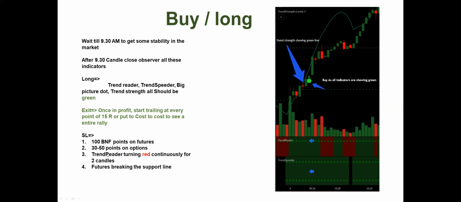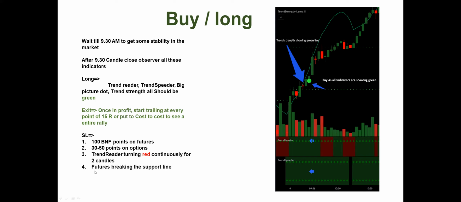The other way to put a stop loss is this Trend Reader turning another color. If it's a long and you start seeing continuous red here, you can get out of this trade, and immediately if you see again there is an entry, you can get into the trade again and start the rally again, right? So if Trend Reader turns red on a long trade continuously for 2 candles, you can exit and re-enter once you get further confirmation, right?